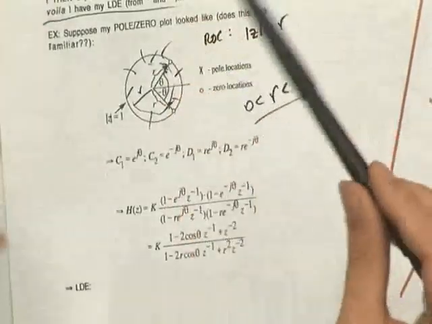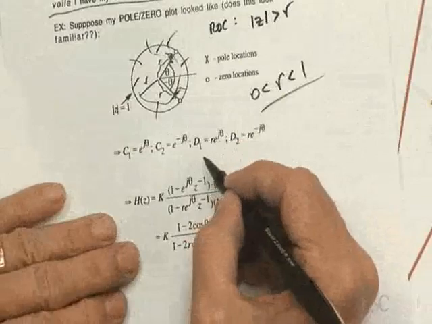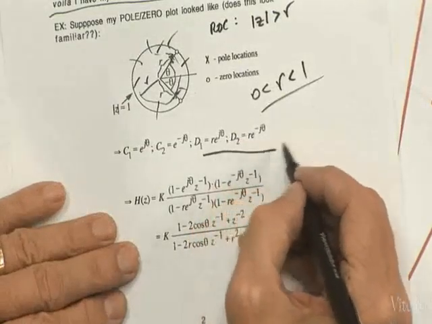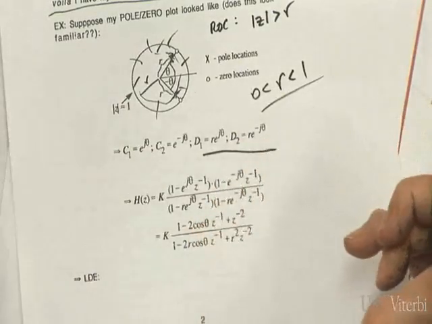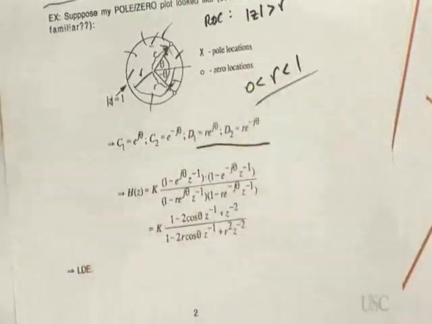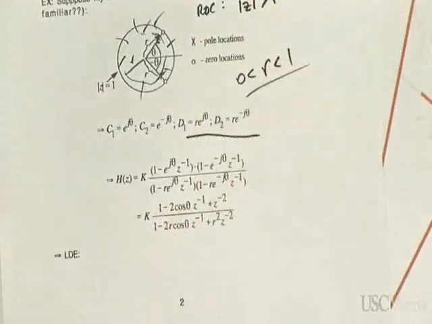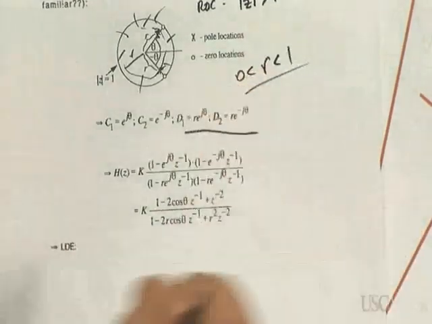In any case, but I digress, the poles are of this form. D1 is r, basically it's r e to the plus or minus j theta, where theta is some constant.